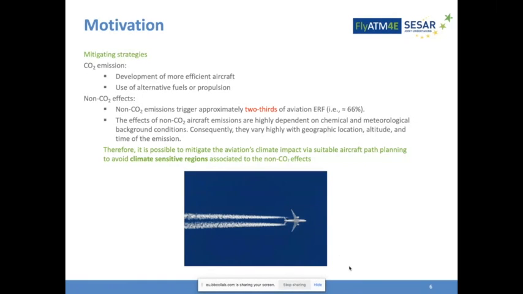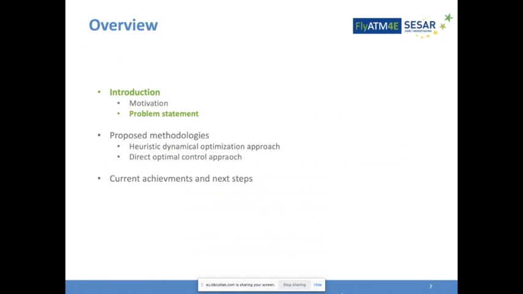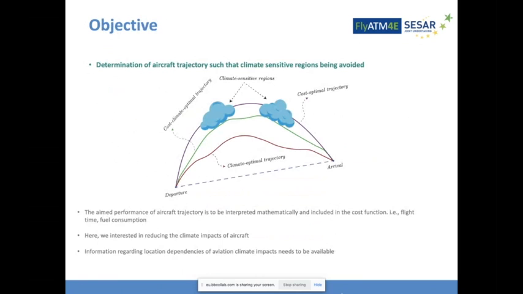For example, we can see the regions where the ambient temperature is low at higher altitude. So we can avoid it by proper flight planning. So the objective is determination of aircraft trajectory such that those climate-sensitive regions are avoided. However, to enable it, we need information regarding climate-sensitive regions. We need to model it.